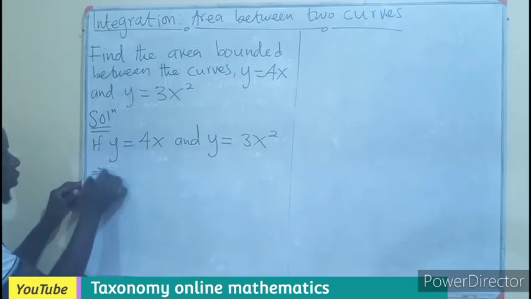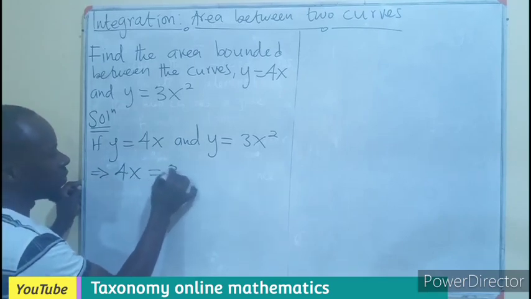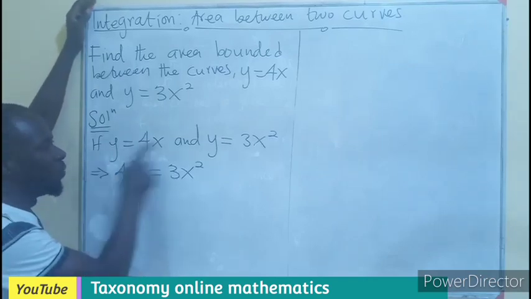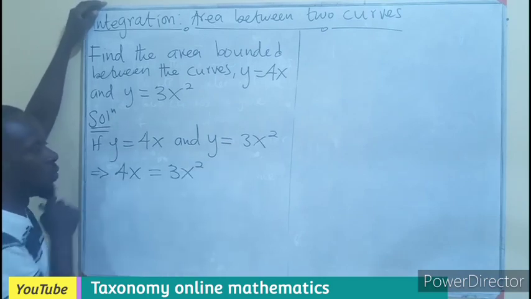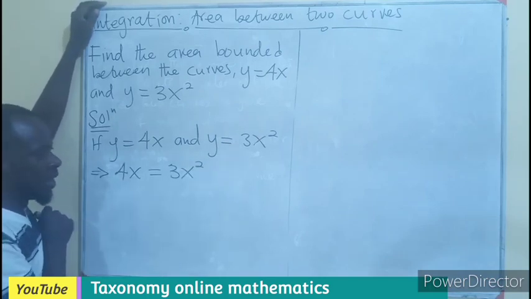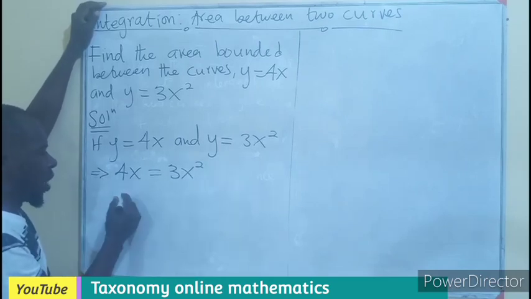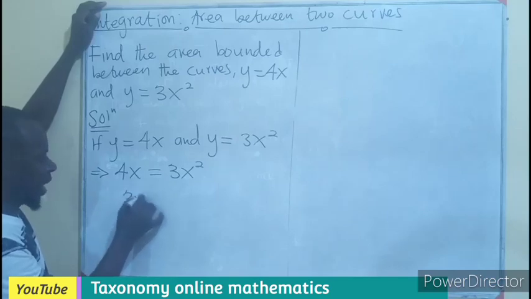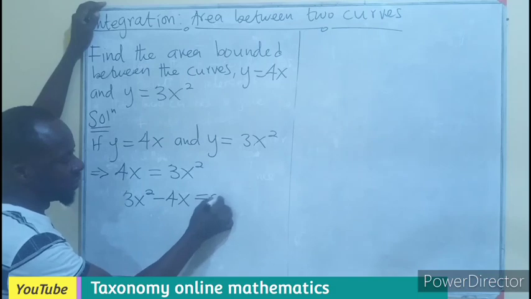So that will also imply that 4x is equal to what? 3x squared. That's the meaning of y being the first point of call. So this will be eliminated. Now we can send this here or bring this one here. So I can have, let's say, 3x squared minus 4x equals 0.